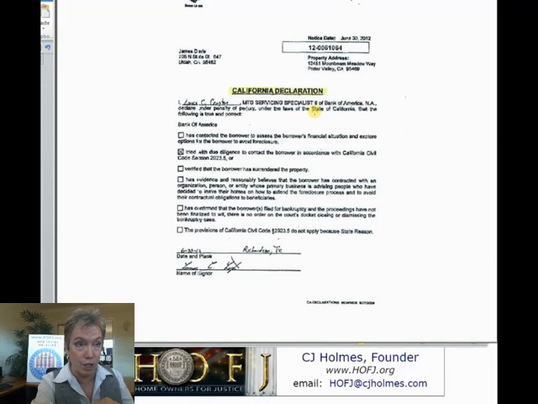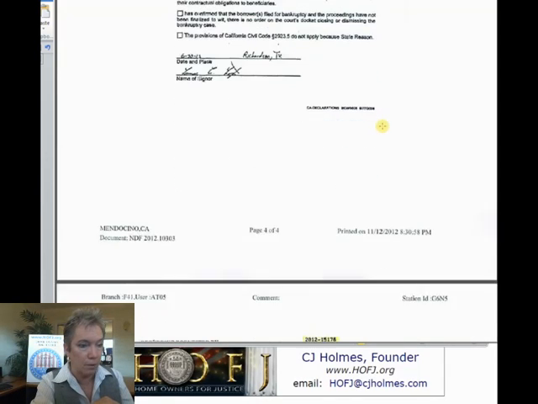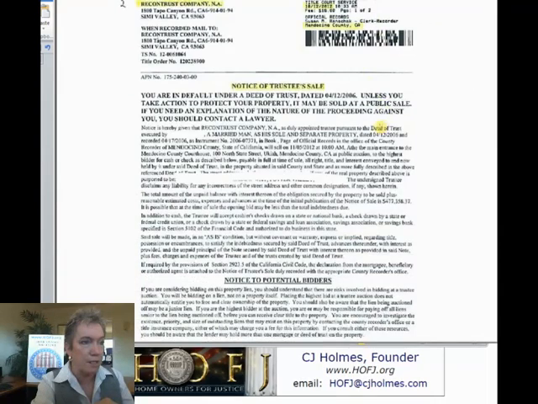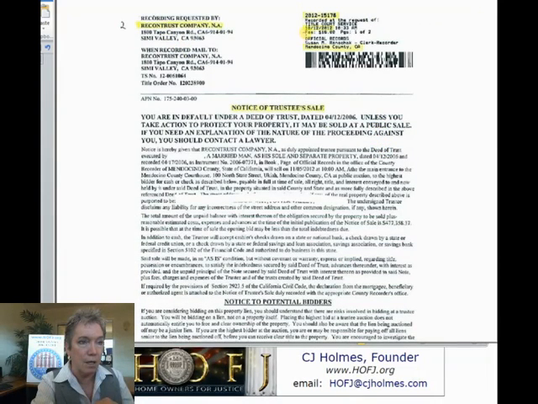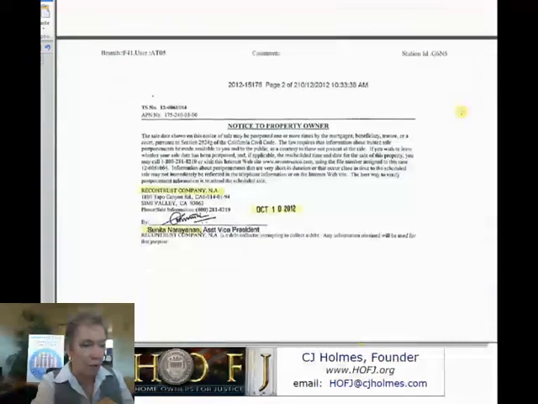But it can't hurt to check it out for yourself as an owner. And then the notice of trustee sale, again by Recon Trust, the document number, the date, and you'll note here that is a different signature on October 12th.